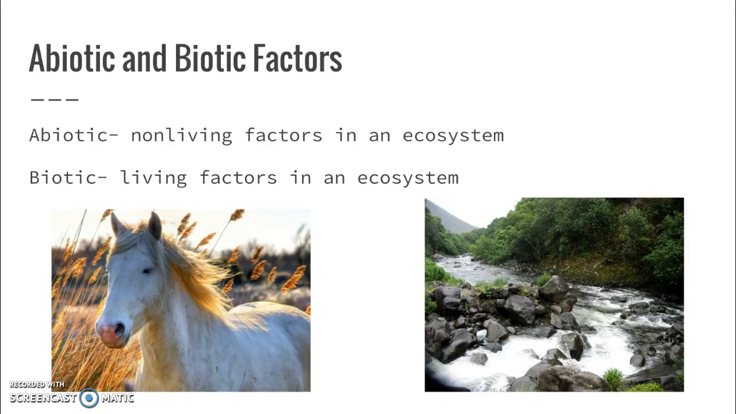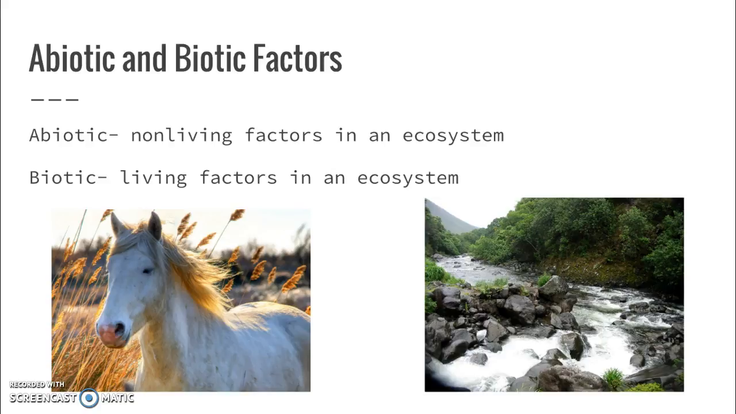So there's going to be two different factors that go into their ecosystems. There's going to be the abiotic, which are the non-living factors in an ecosystem, and the biotic, which are going to be the living factors in an ecosystem. So if we take a look at the picture on the left, we're going to see this horse, all right? So your horse is going to be your biotic factor. Along with, if you look on the picture on the right, you're going to see trees and grass and other green. Those are all going to be biotic factors as well that are living.